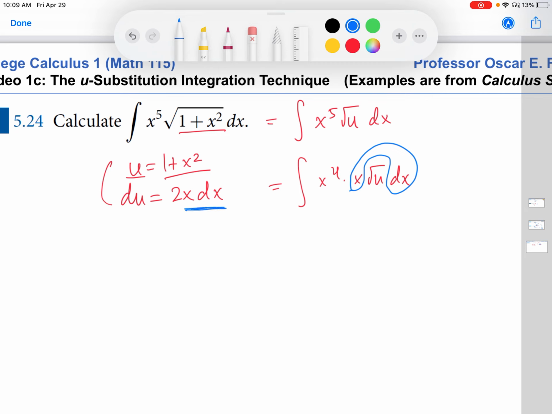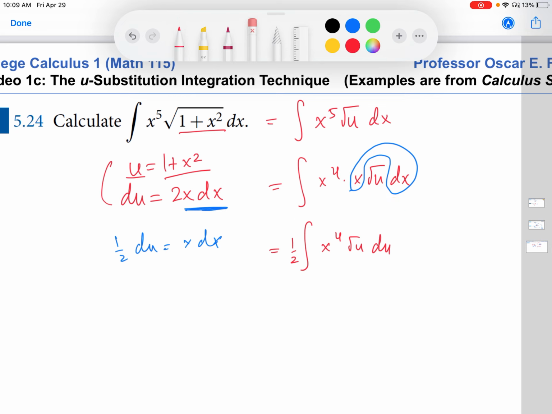So I am going to go back here and isolate x dx, dividing by 2, that's x dx. And I can go back and then express this as x to the 4th times square root of u times 1/2 du. Great. So I have replaced x dx here by 1/2 du.